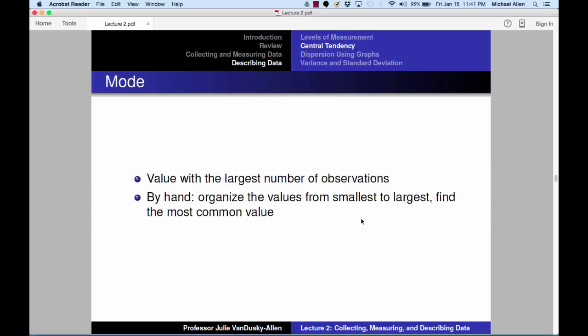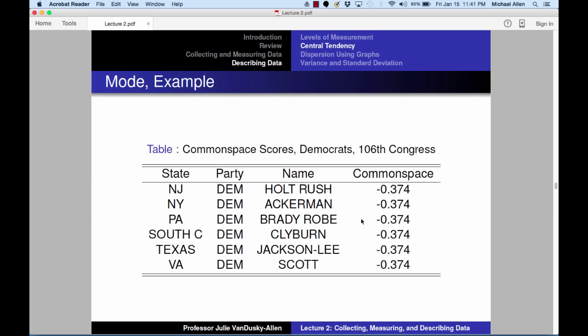So to calculate a mode, you arrange the observations in your variable from the smallest value to the largest value, and then look for the most commonly held value in the dataset. Or, in other words, we look for the value in the dataset that repeats itself most often.